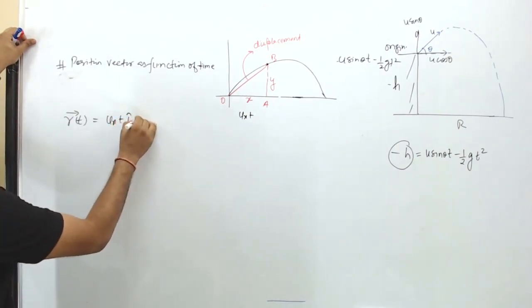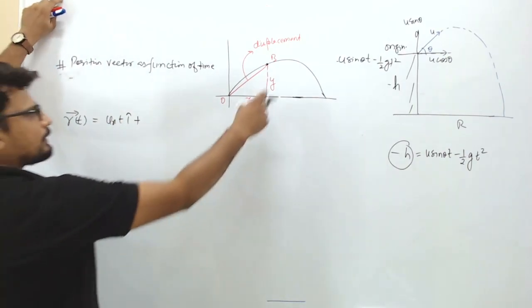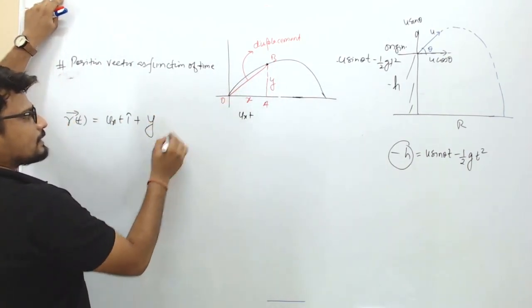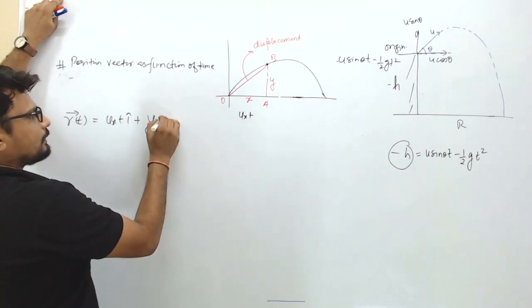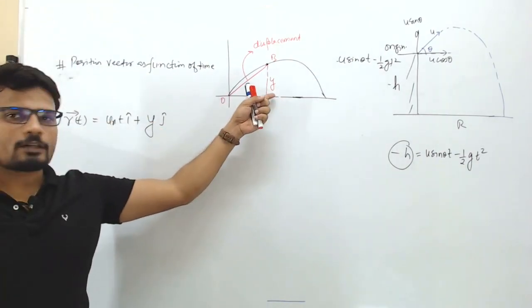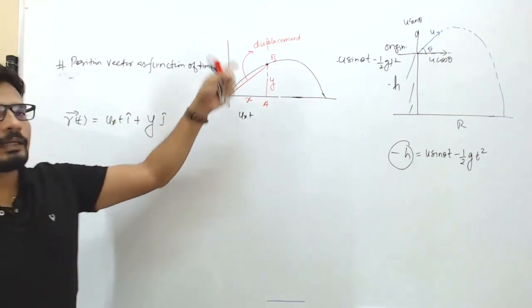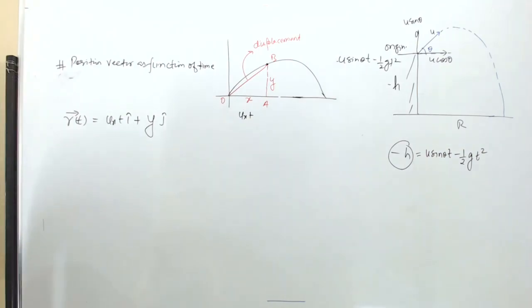i cap plus vertical. So vertical should be how much? Let's suppose this is y. You can write this as y j cap. Because there is no acceleration in the horizontal direction, easily we can write ux times t. But in this case we have the acceleration, so for that we have to write the equation properly.